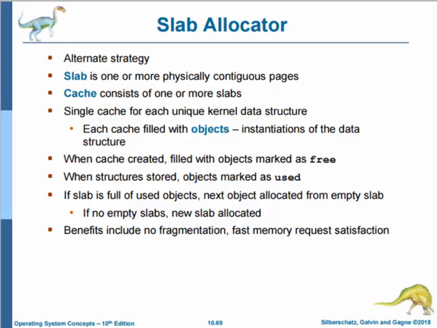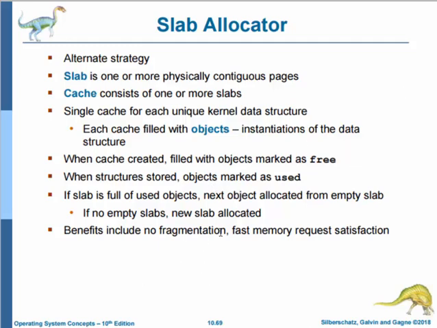For example, it has a separate cache for the data structure representing the process descriptors, and a separate cache for file objects, a separate cache for semaphores, and so forth. And each cache is filled with objects, and these objects are instantiations of the kernel data structure that the cache represents. So for example, the cache representing semaphore stores instances of semaphore objects. The cache representing process descriptors stores the instances of process descriptor objects, and so forth.